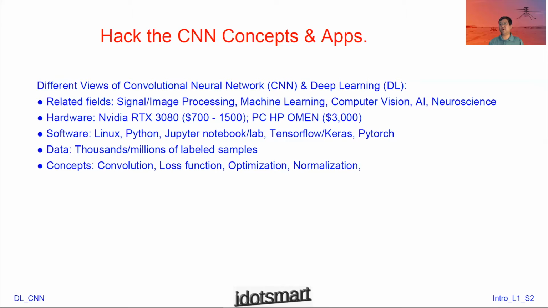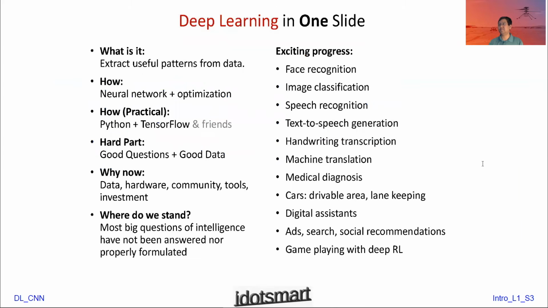The concepts I'm going to introduce in this video section include convolution, loss function, optimization, and normalization. So what does deep learning actually do? We use it for pattern recognition, somewhat like human vision, robot vision, and computer vision. We will have one more slide showing the scope and interaction of these concepts.